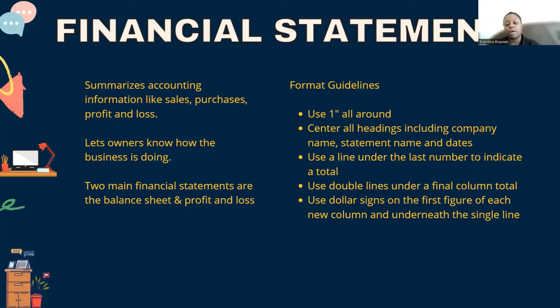When we talk about the format as well, what we normally do is we use a line under the last number to indicate a total. And I'll show you what I actually mean by that. We use double lines under the final column total, and then we use dollar signs throughout, at the top and at the bottom, to signify the beginning and the end of calculations that we've done.